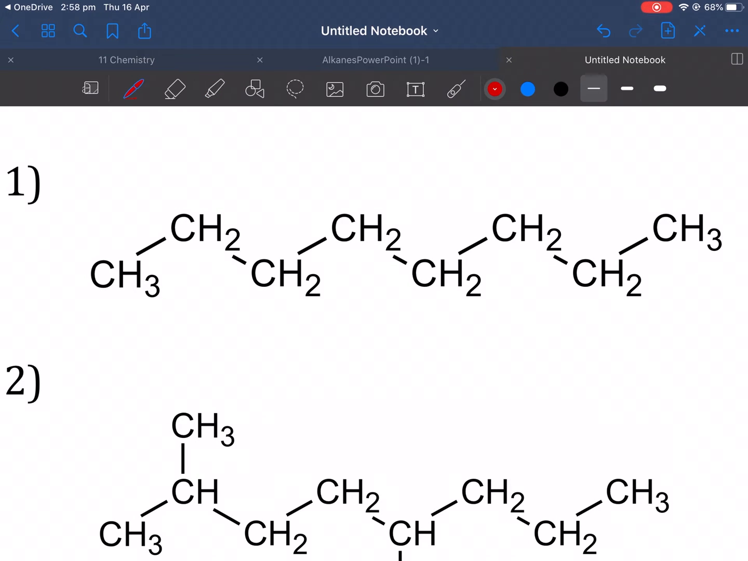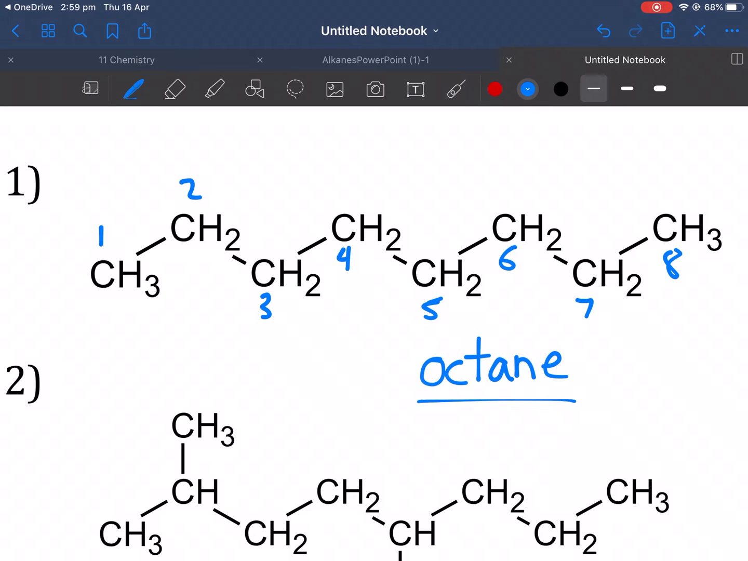So first thing we are going to do, as per usual, is number our carbon chain. This one is fairly simple, so we'll just do 1, 2, 3, 4, 5, 6, 7, 8. It is an 8 carbon chain. They are all single bonds, so we're going to use the prefix for 8, which is oct. And because it's all single bonds, it's going to be an alkane. We'll use the suffix for an alkane. So the answer to this question is octane. That was a nice easy one to start off with.